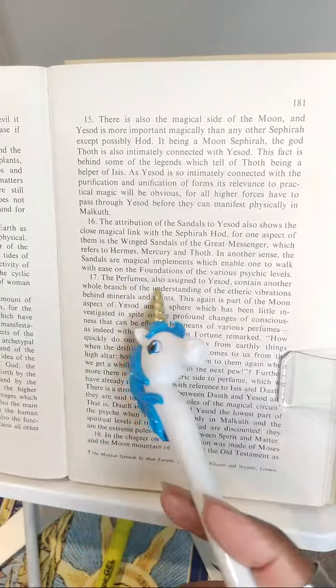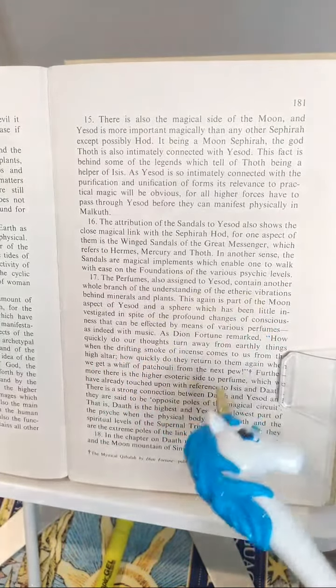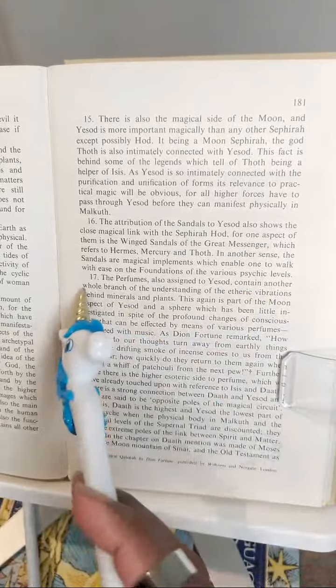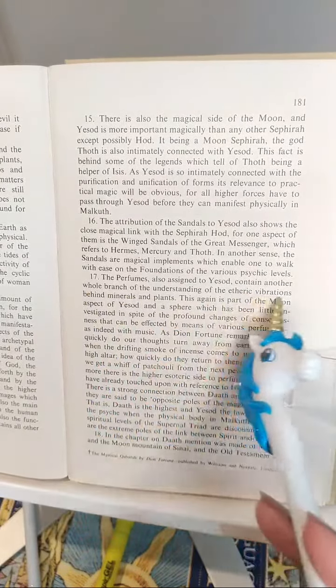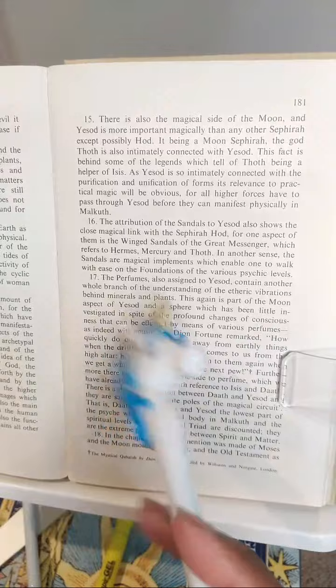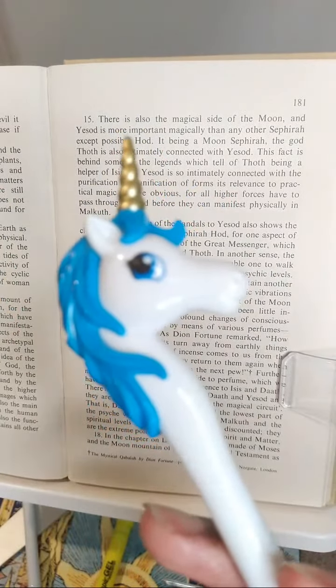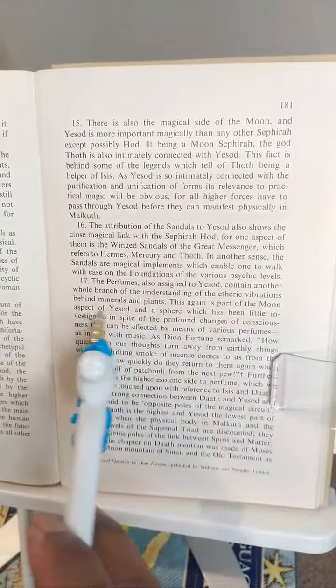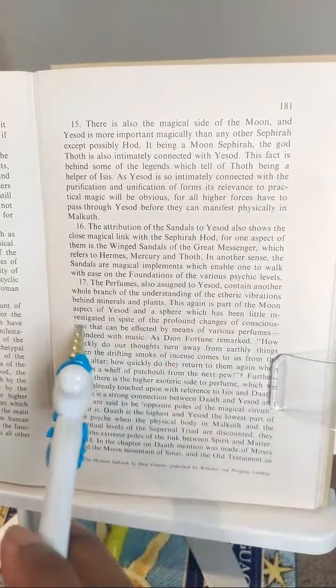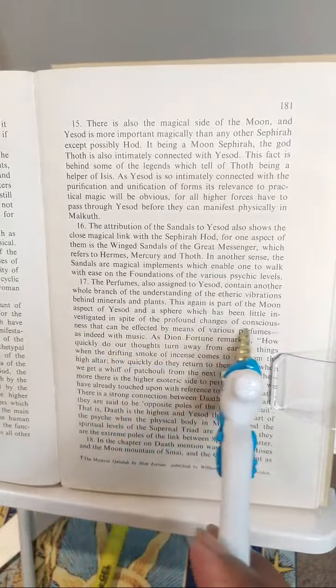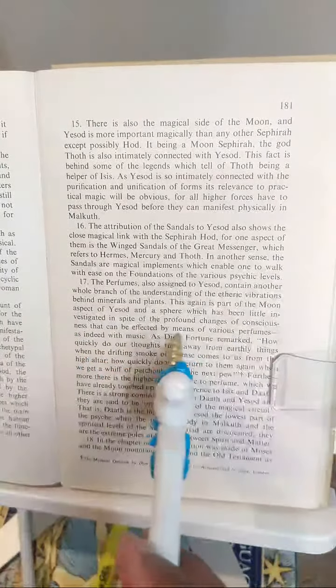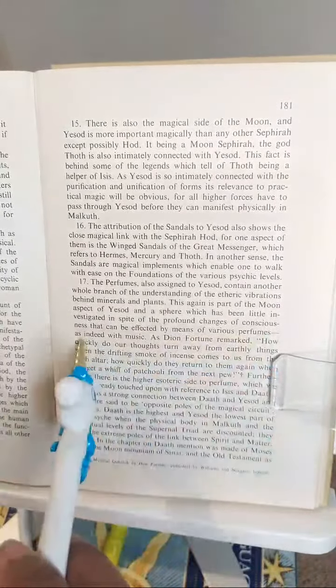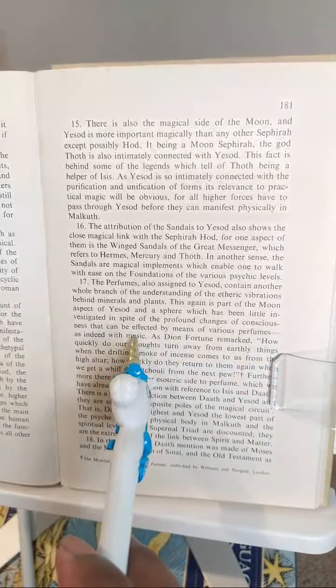So number 17. The perfumes, also assigned to Yesod, contain another whole branch of the understanding of the etheric vibrations behind minerals and plants, right? Because what are perfumes and oils made of? Minerals and plants, essential oils. This again is part of the moon aspect of Yesod, and a sphere which has been little investigated in spite of the profound changes of consciousness that can be affected by means of various perfumes, as indeed with music, right?